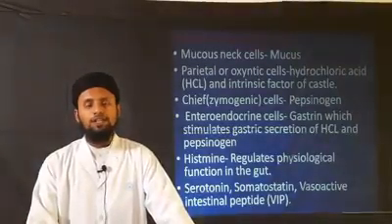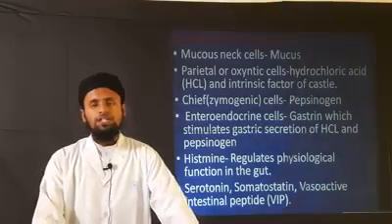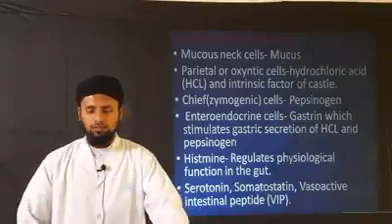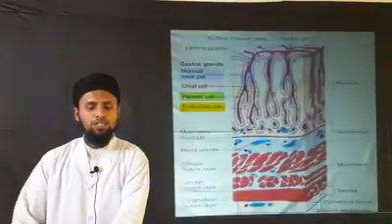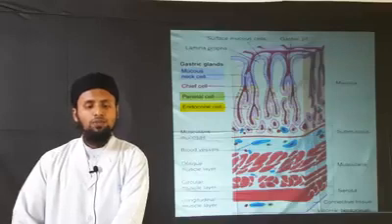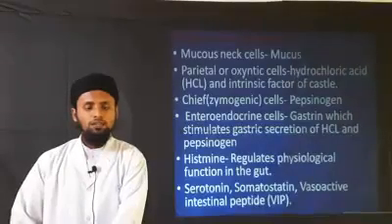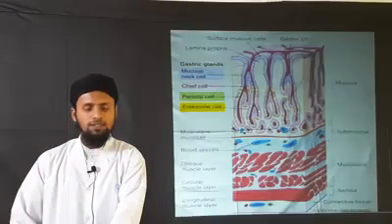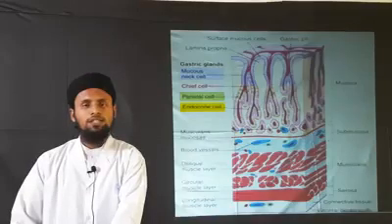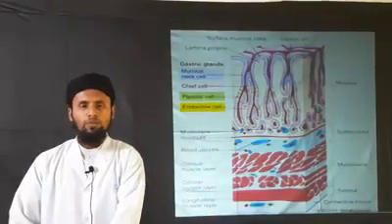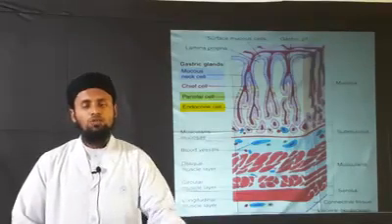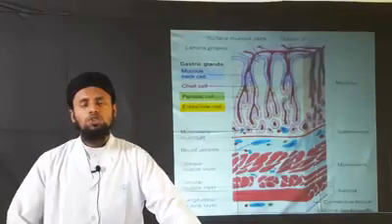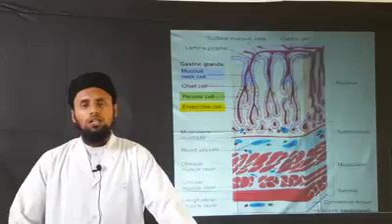Now the secretion of fundic glands. There are various types of cells in fundic glands such as mucous neck cells. See the figure, mucous neck cell. They secrete mucus. Then parietal or oxyntic cells. Parietal or oxyntic cells secrete hydrochloric acid and intrinsic factor of Castle. Dear students, hydrochloric acid acts as a bactericidal agent. It destroys organism in the stomach.